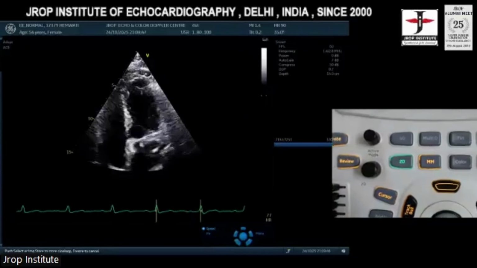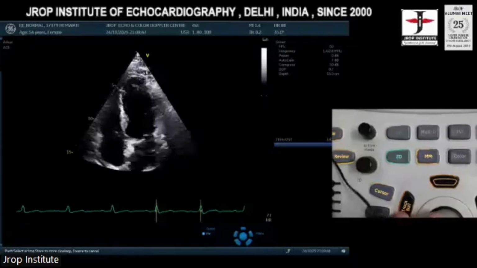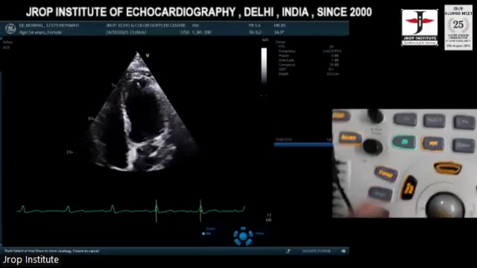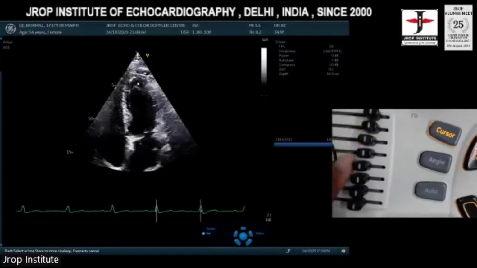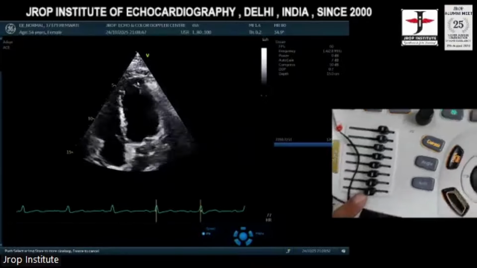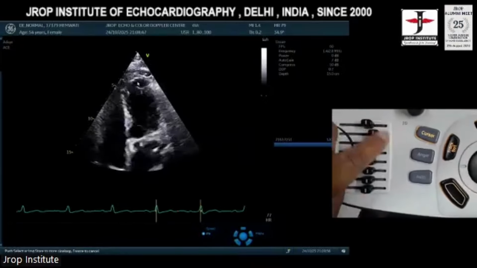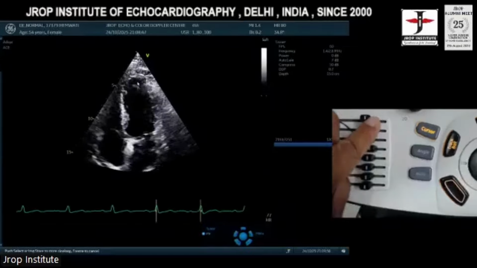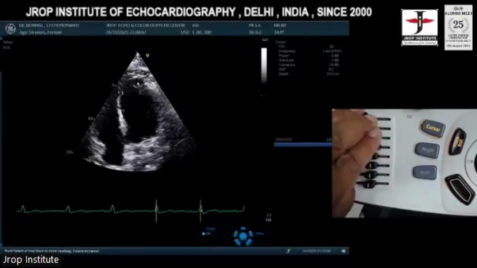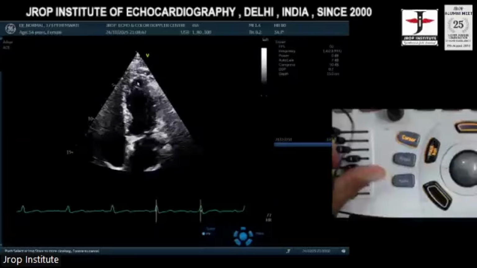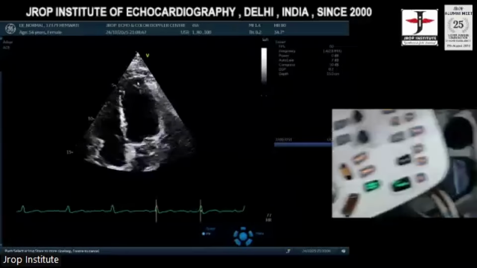Now your scale on this side is a little higher. There's a term known as time gain compensation, TGC. So I'm reducing the upper gains with this, and now I'm making my image a little better. No, it's not working offline. Let me just show you online.